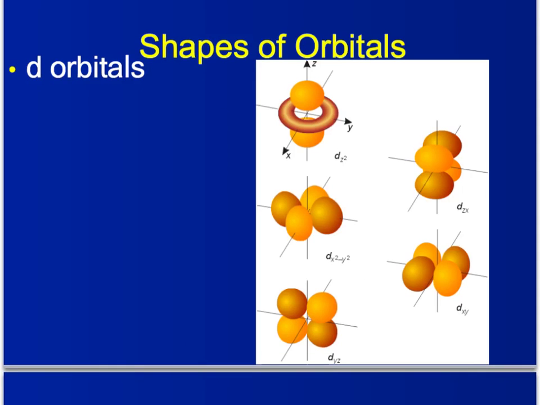The shape of the d orbitals gets even a little crazier than the dumbbells, as we saw with the p orbitals. We'll sometimes refer to these as double dumbbells. They kind of look like double dumbbells if you look at them here, but then they also have this donut shape to them.